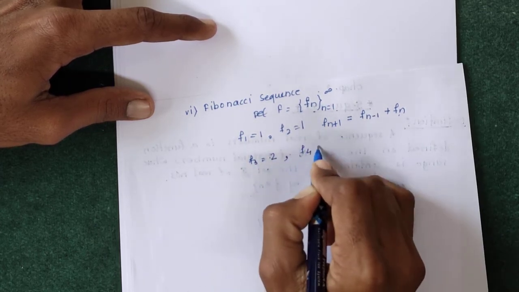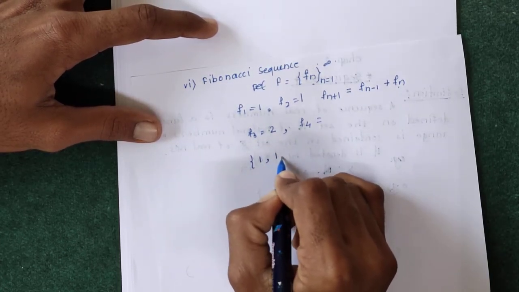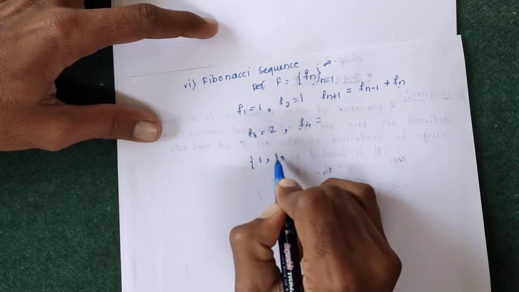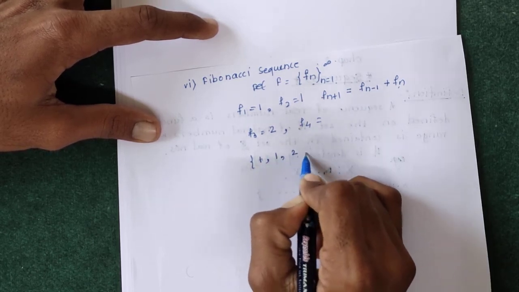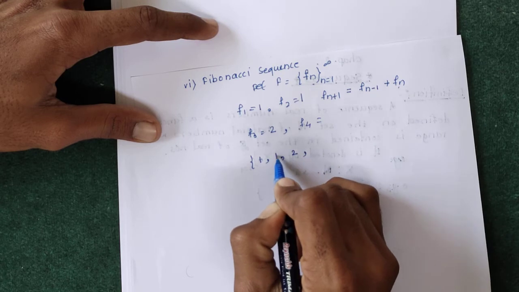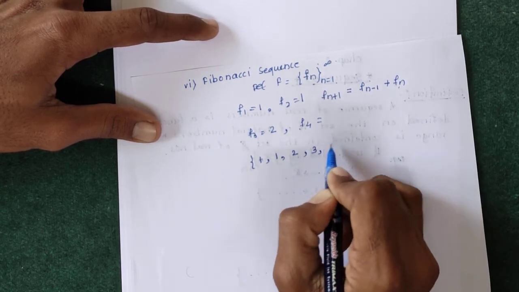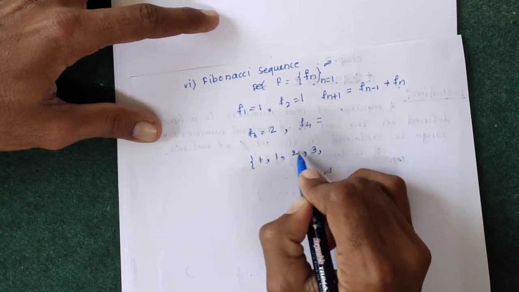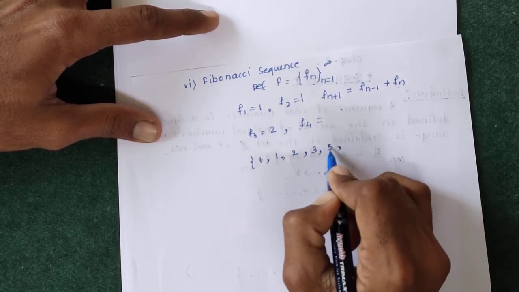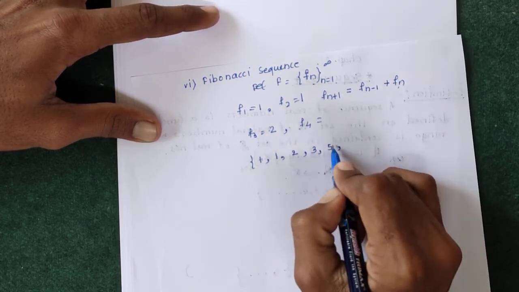So this Fibonacci sequence is given by 1, 1. Now the third element is the addition of the first two elements, which is 2. To get the fourth element we add the last two numbers, so 2 plus 1 is 3. To get the next number we add 2 and 3, which is 5. To get the next number we add the last two, so 3 plus 5 is 8.